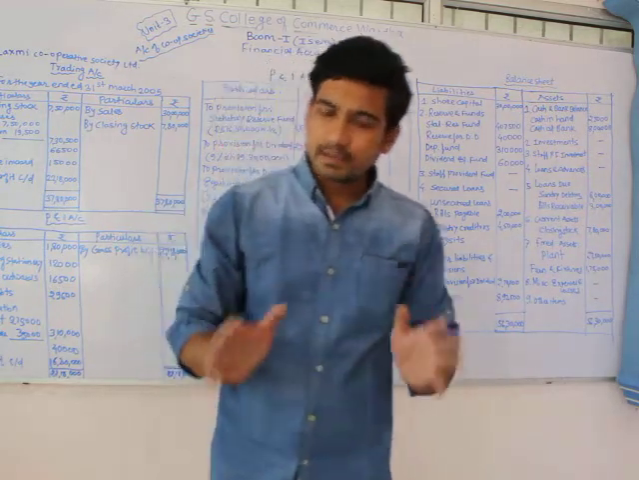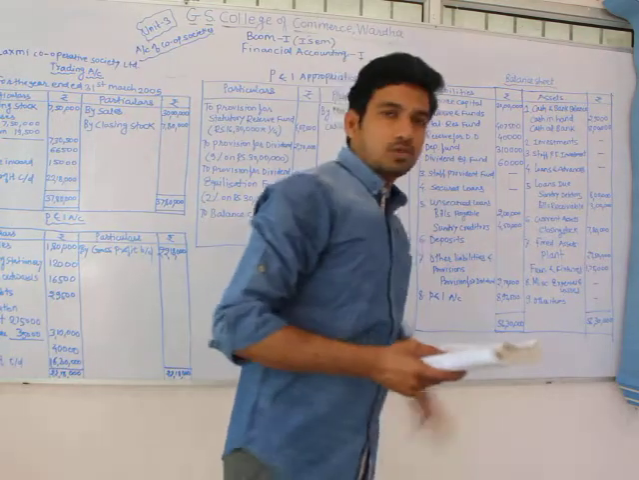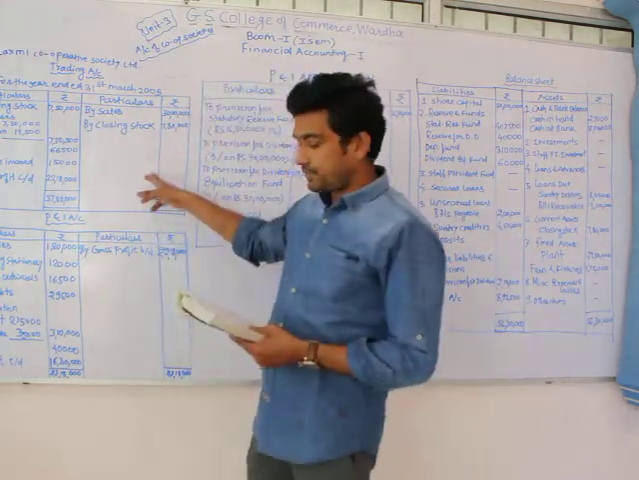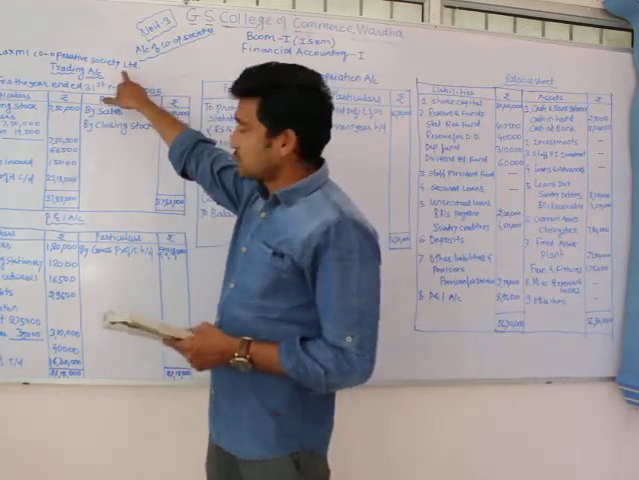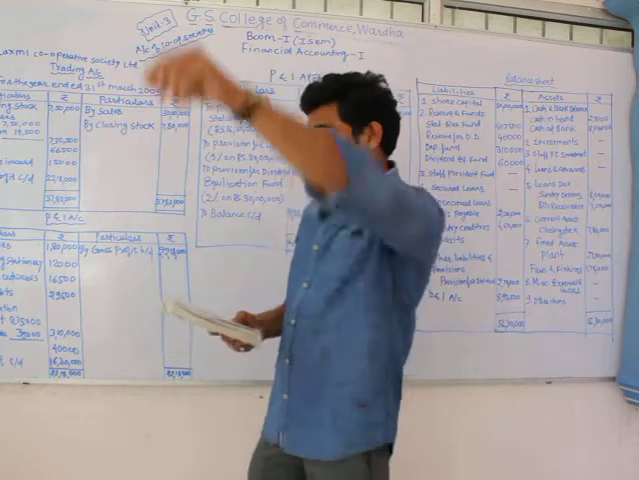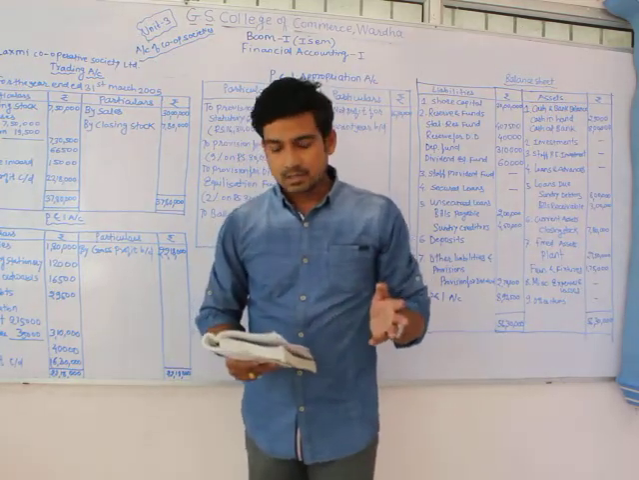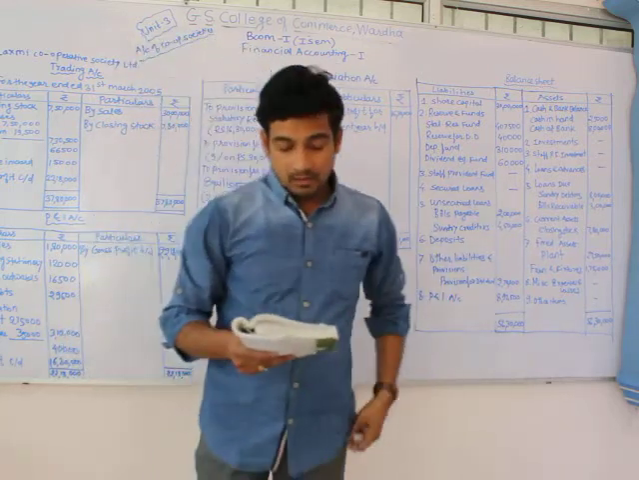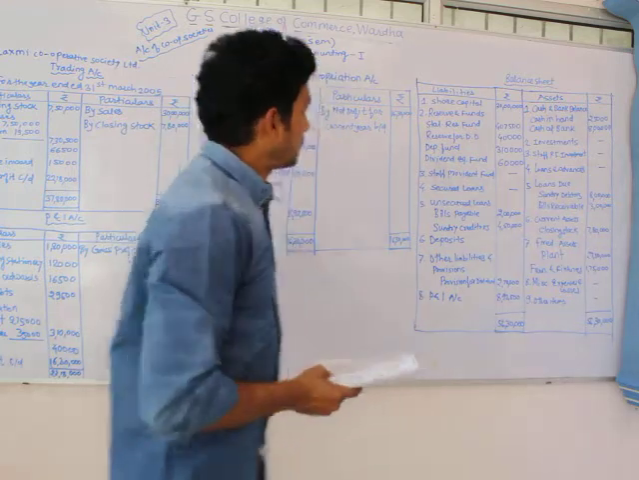First I am going to read the problem, and then we will see how we solve it on this board. The following trial balance was prepared on 31st March 2005 from the books of Lakshmi Cooperative Society Limited. They have given us a trial balance. I'm not going to read the trial balance, but I will go directly to the adjustments. After making the following adjustments, we have to prepare the final accounts.